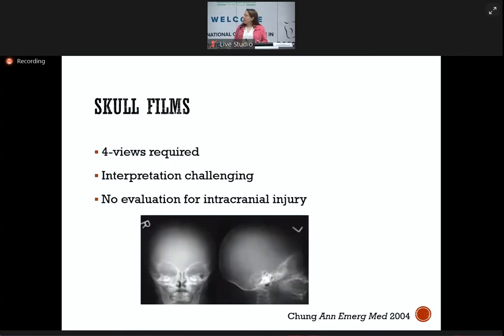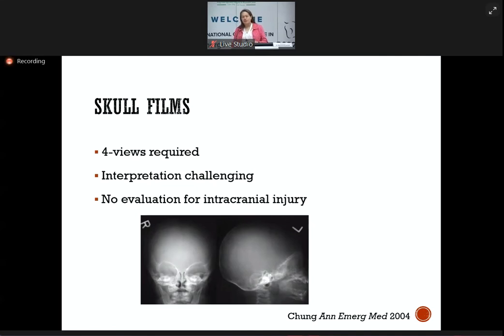We'll look at the types of studies available to us in the emergency department, which are essentially skull films, CT, and MRI. Skull films are actually a series of 4 films. I've shown 2 candidate images here. They're easy to obtain, but their interpretation is challenging. If you're not familiar with looking at skull films, it's hard to see: is that a fracture? Is that a suture? Importantly, there's no evaluation for intracranial injury.